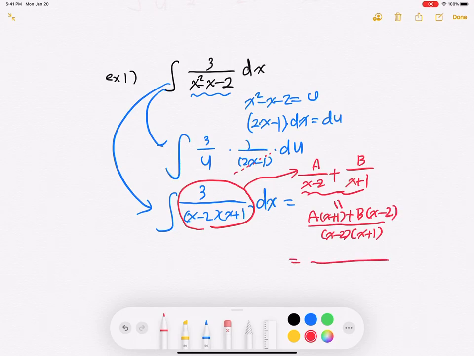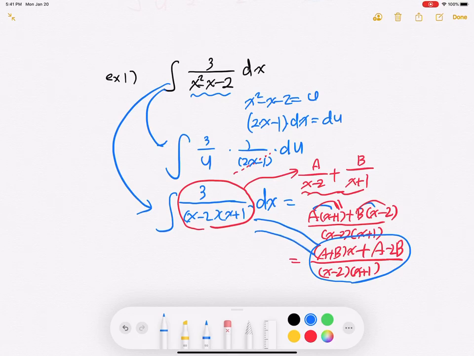Let's simplify this. The denominator x minus 2 times x plus 1 never changed, but what about the numerator? Ax and bx, so a plus b times x, plus a minus 2b. This fraction form should be equal to the original one, which means a plus b should be 0, because it's 0x plus 3, right? So a plus b is 0, and then a minus 2b is 3.